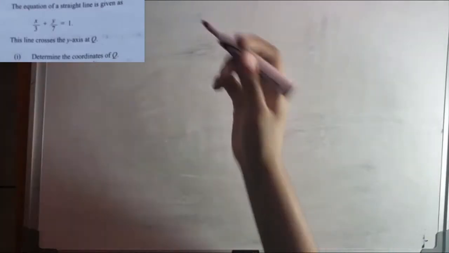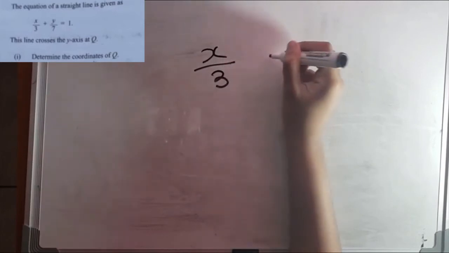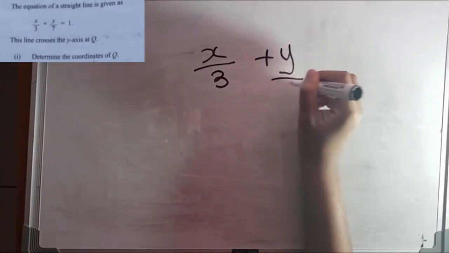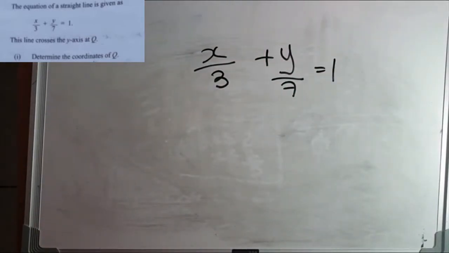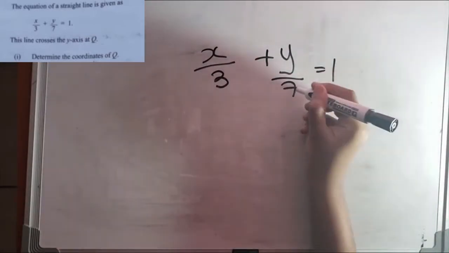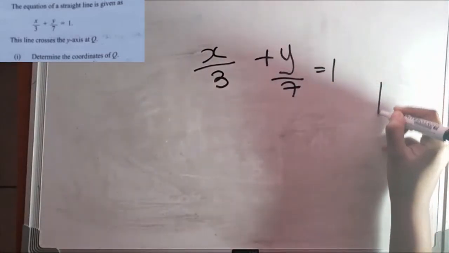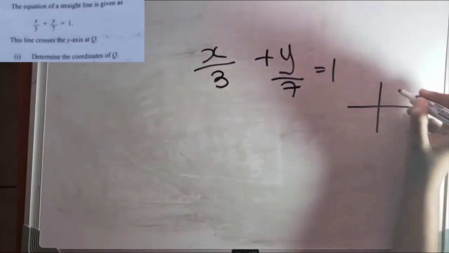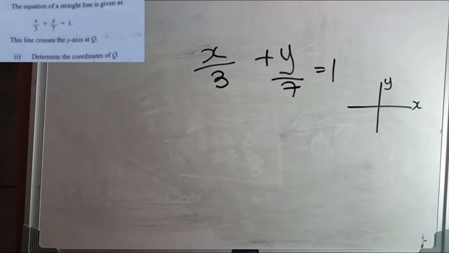So we're told that the equation of a straight line is x over 3 plus y over 7 is equal to 1. This line crosses the y-axis at Q. So for persons who may not really understand what this means, we're just going to draw the axes. So we know that this is the y and this is the x. This line is not going to be a perfect line. I'm not going to plot the real line, I'm just going to do a random line.